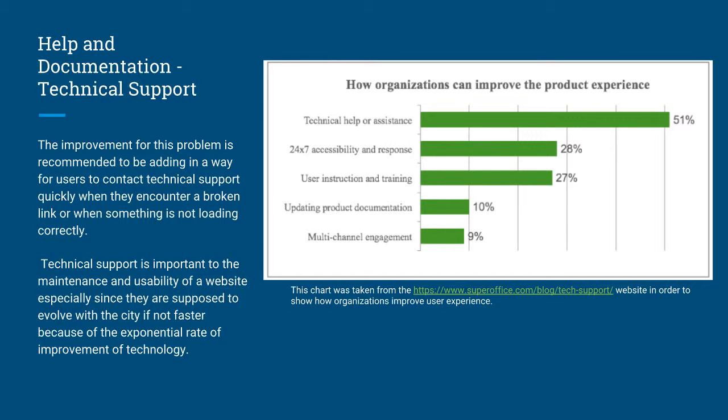From the second point in the previous slide, the recommendation for this point is to add a method that allows users to quickly report an error with the website. The chart shows how organizations often improve user or product experience. And since this is a website, it would be best to include an easy method for people to report an issue with the website that gets fixed quickly so that users can continue to do what they were doing.